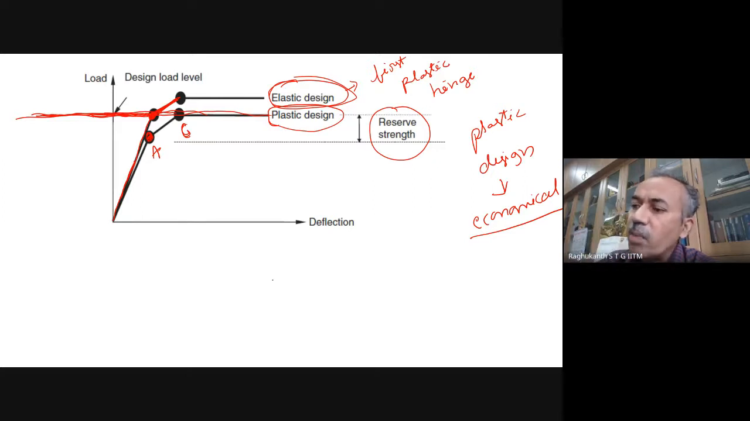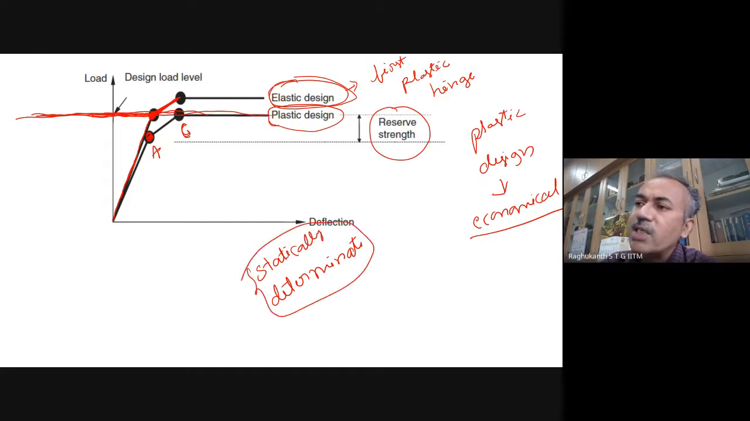Now you tell me, suppose it is a statically determinate structure. What happens? For elastic design and plastic design, how much difference will there be for a statically determinate structure, like a simply supported beam subjected to this load? For a simply supported beam to collapse, how many hinges are required? How many hinges are required for a simply supported beam to reach collapse?